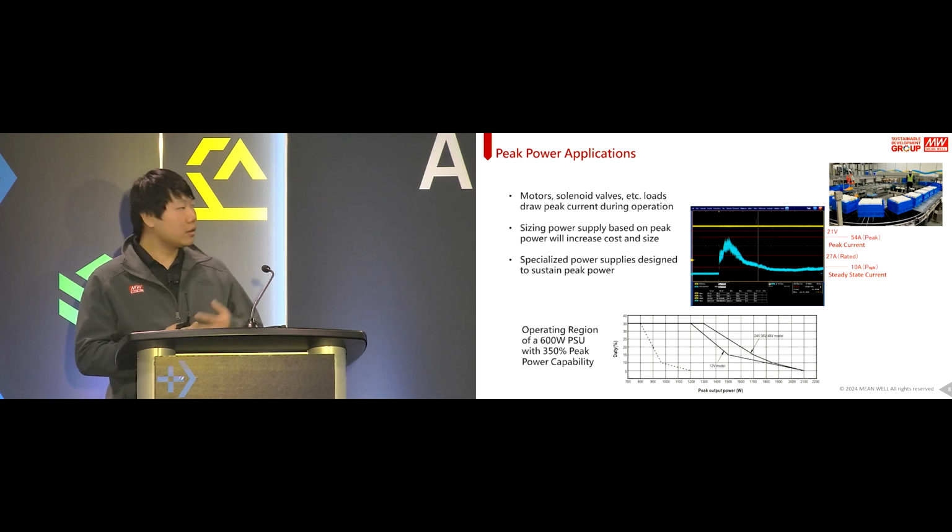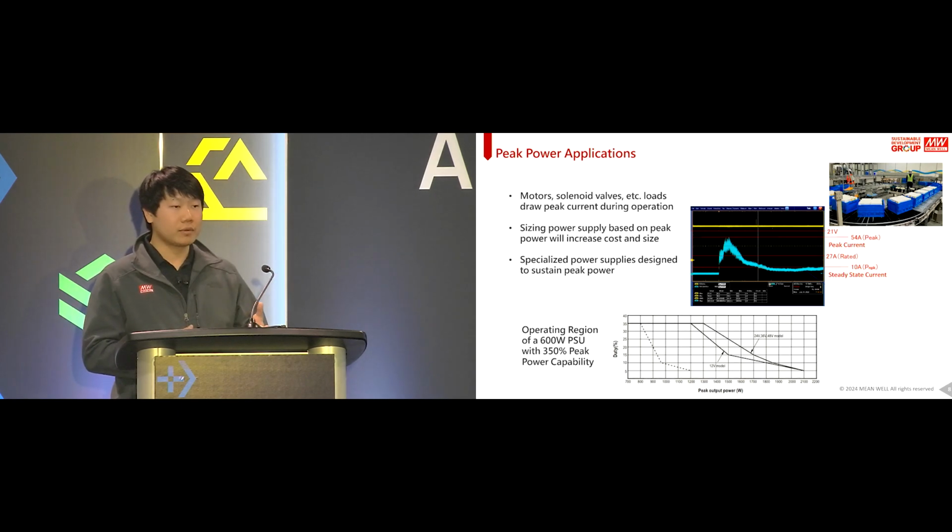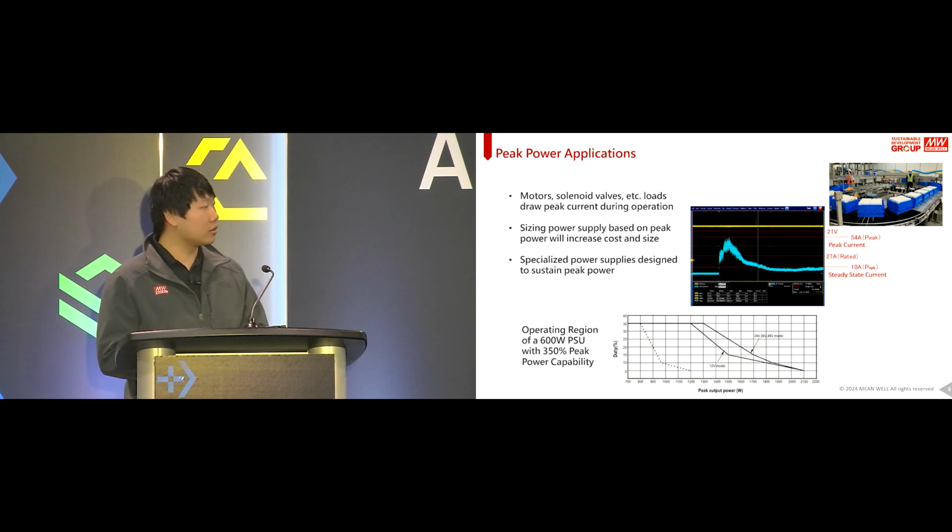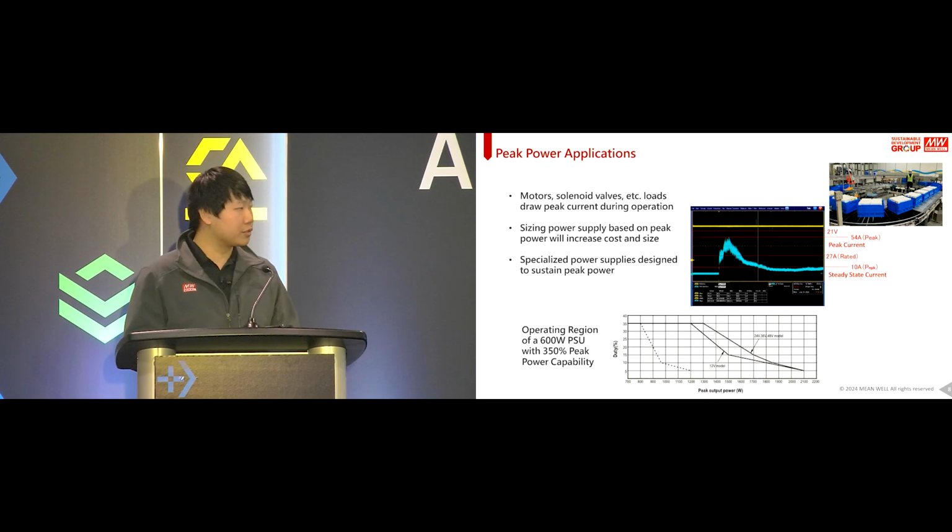So talk about electrical considerations, and we're at the ATX automation show, right? So there are a lot of peak power related applications from motors or solenoid valves and other inductive or capacitive loads that draw a lot of peak current during the operation. And in this graph here, for example, the steady state current is only about 10 amps. However, when the motors turn the loads, like it's a conveyor belt system in a factory, when it's carrying all the load, the current may need to go up to as high as 54 amps. So that was captured during the actual operation of the conveyor belt.